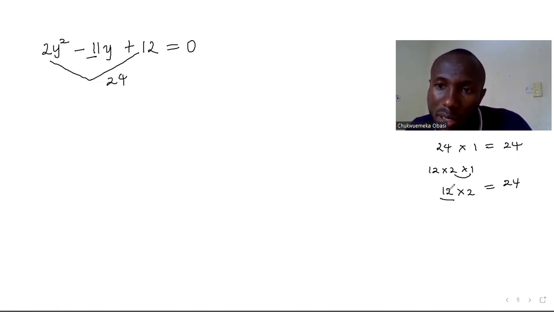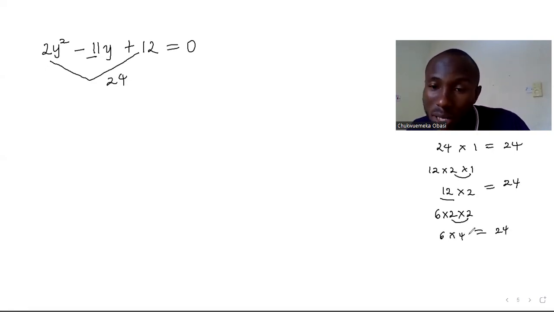I divide this 12 by 2, so I get 6 times 2, then times 2, so I have it to be 4. So I have 6 times 4. When I multiply 6 times 4, I'll get 24. When I add them together, I'll get 10. I still need 11, so it still doesn't work.